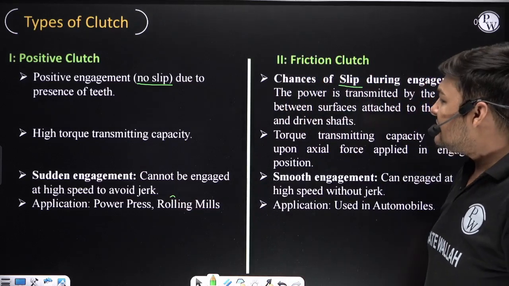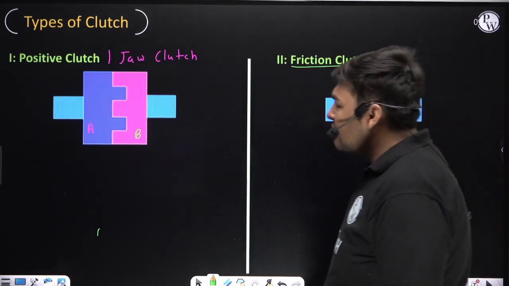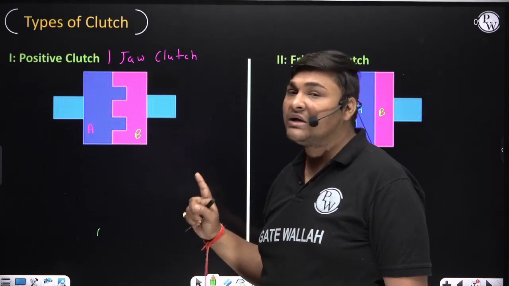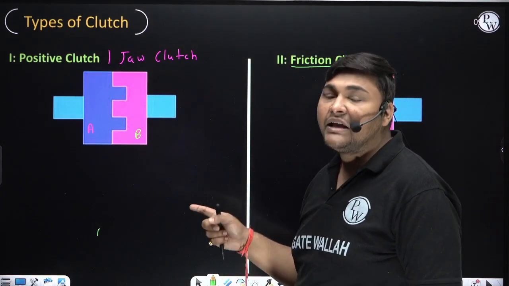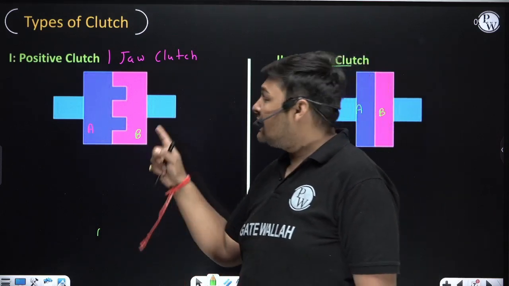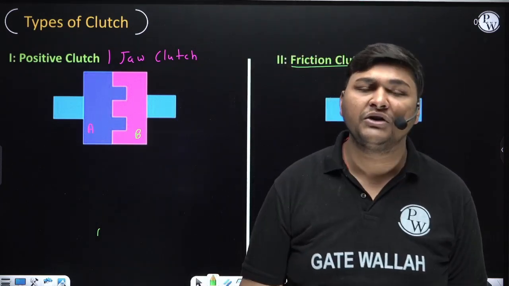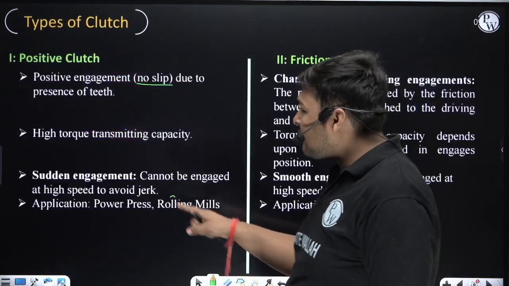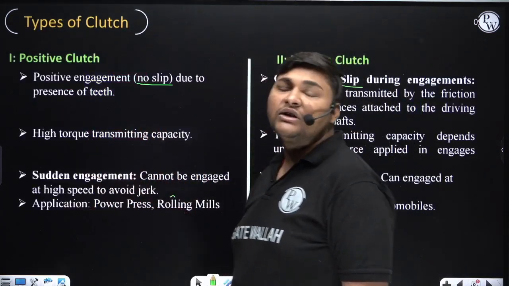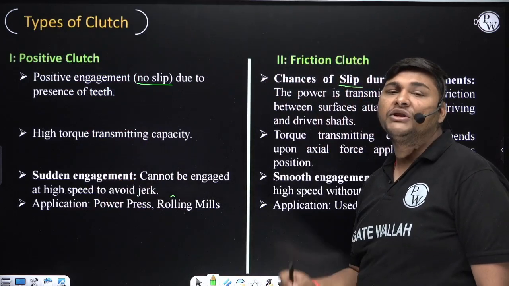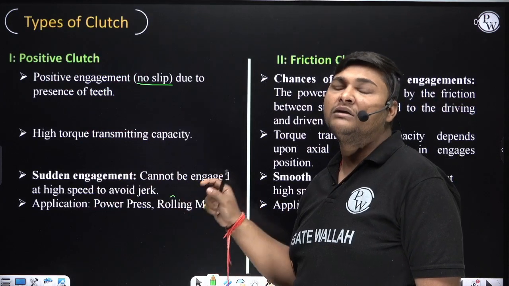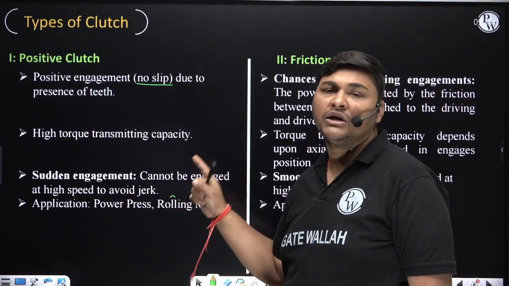Now, second point. Since in positive clutch there is no chance of slip, can I say that the torque transmitting capacity of positive clutch will be very high? Yes sir, the next important point regarding positive clutch is that the torque transmitting capacity of positive clutch is very high, because there is no chance of slip.